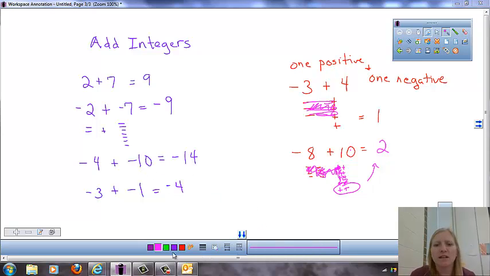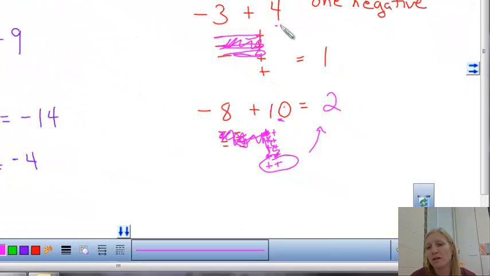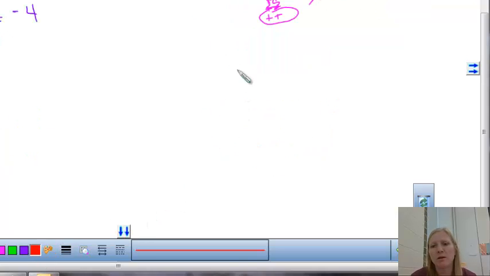Now, the other thing that can happen, if you notice, both of these, 4 was the positive number and 10 was the positive number. Sometimes we have problems like 7 plus negative 3. So let's try that one. 7 plus negative 3. I'm going to subtract.